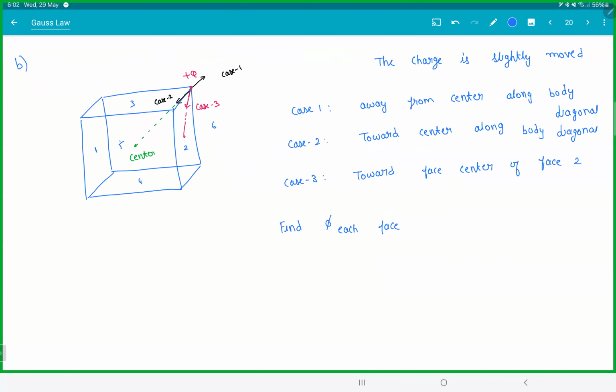Now can you do case 2? Using this idea, can you do case 2 and case 3? Case 2, you pushed it inside. Case 3, you pushed it along the face diagonal.